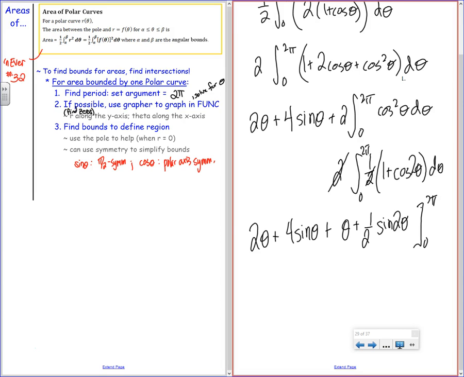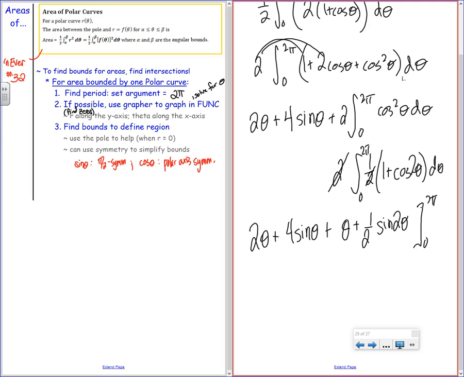Where'd you get the 2 theta plus 4 sine? I distributed here and here, I just left them out for that one, and then I integrated. You separated. And this is with my power reducing formula.